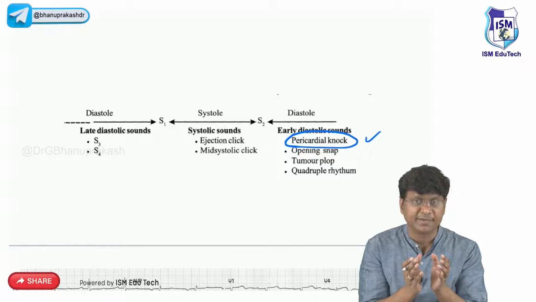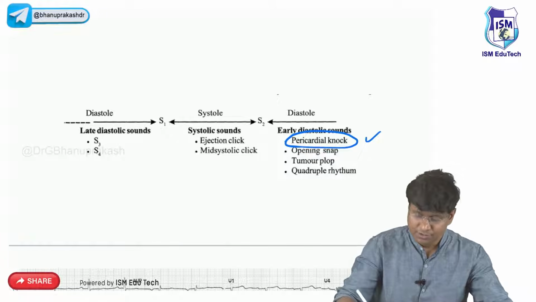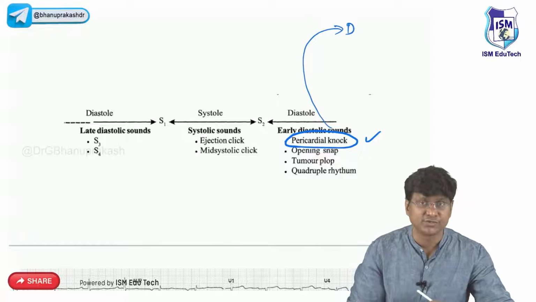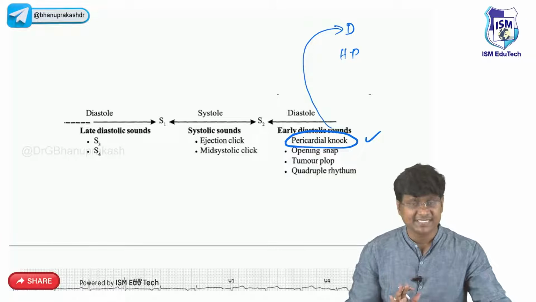So whenever the endocardium and myocardium relax, they will hit the thickened pericardium, and thereby you get a pericardial knock. This pericardial knock is a diastolic sound. It is a high pitched sound. Right? So that is the additional sound.